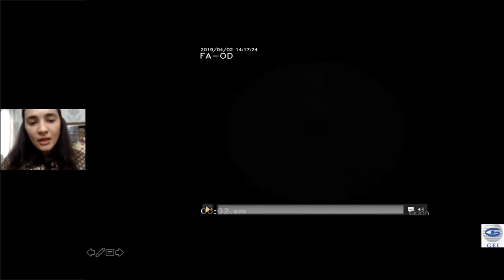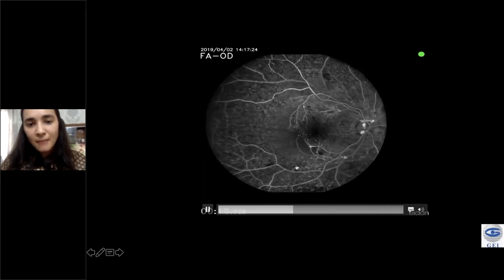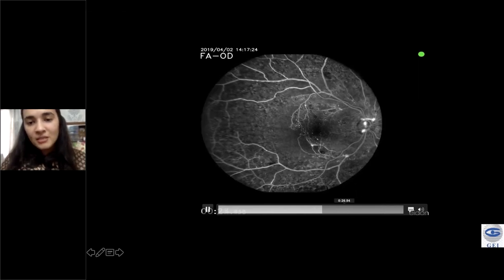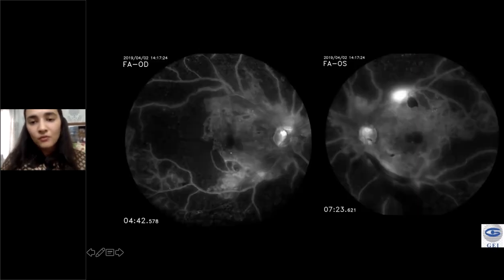So we did an angiogram again, and you see there is gross ischemia right at the macula. Almost half of the macula is knocked out. There is already neovascularization still at the disc despite an extensive PRP. So there is diffuse macular ischemia, and that is accounting for all the vision loss.